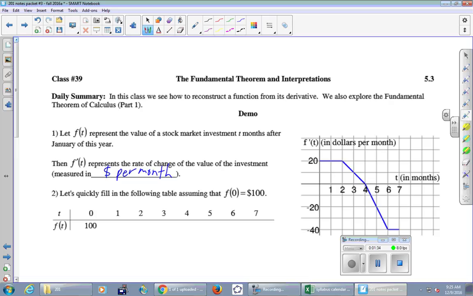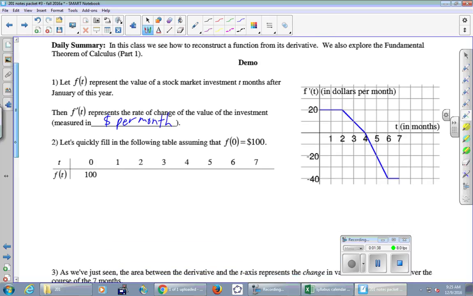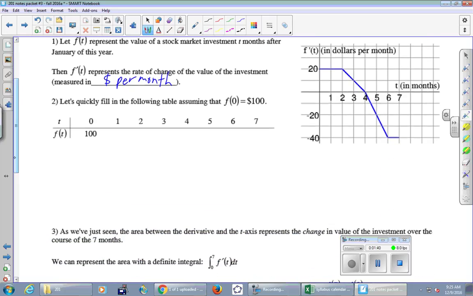So we're gonna use that picture to fill in this table right here together. It says we're gonna assume that f of 0 is $100. That 0 is 0 months, and the $100 is the value of the investment at that moment. So that means we're starting our account by buying $100 of stock, okay? And so right then it's worth $100, then it goes up and it goes down, and we're gonna fill in the value of the account for each of the next 7 months, all right?